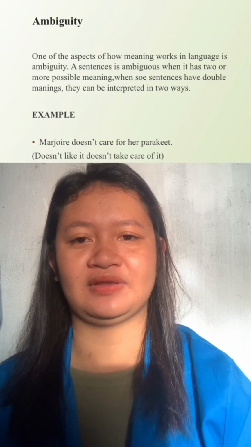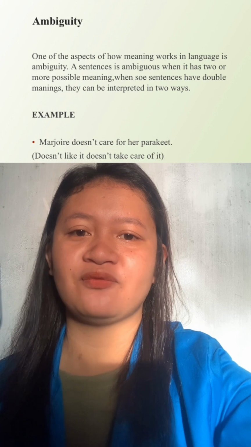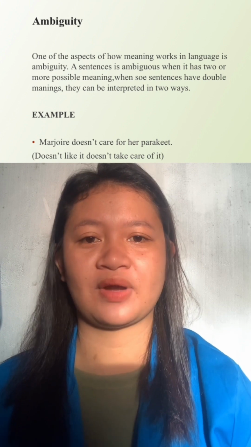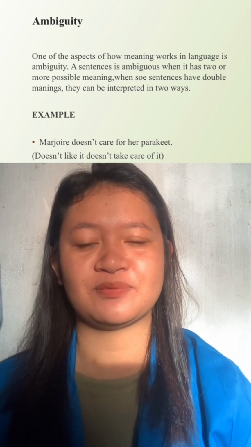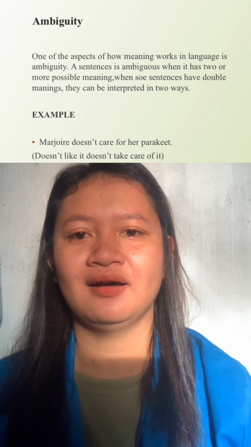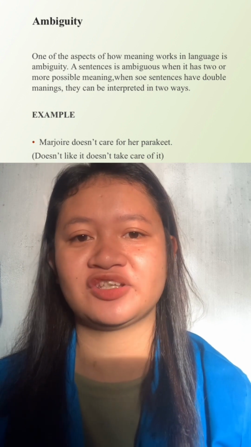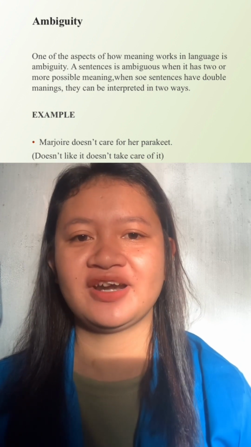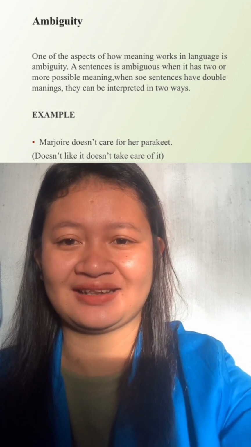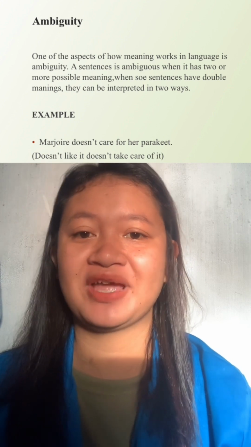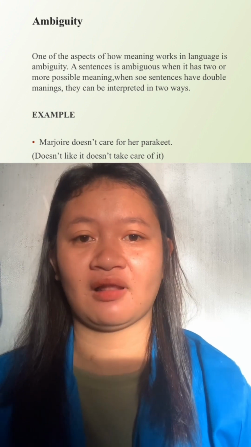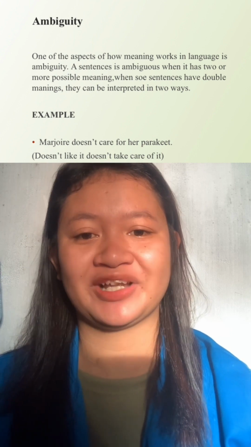And the next is ambiguity. One of the aspects of how meaning works in language is ambiguity. A sentence is ambiguous when it has two or more possible meanings. When sentences have double meanings, they can be interpreted in two ways. For example, Marjorie does not care for her practice. Does not like it, or does not take care of it. Or, Marjorie took the sick practice on a small animal hospital: small hospital for animals, and hospital for small animals.